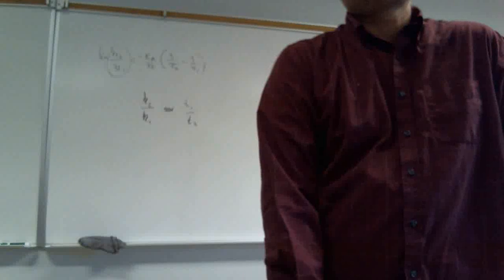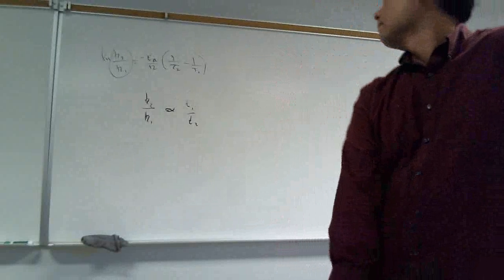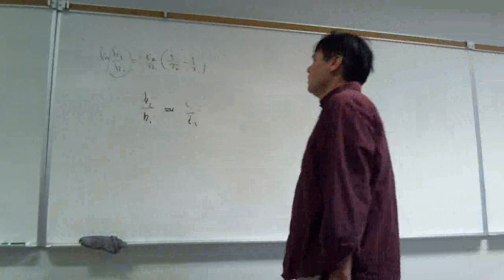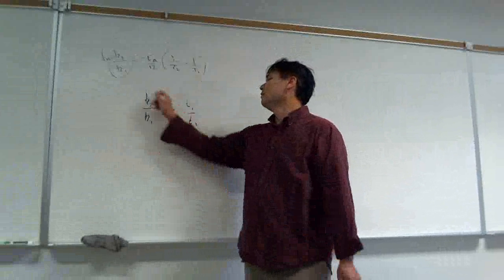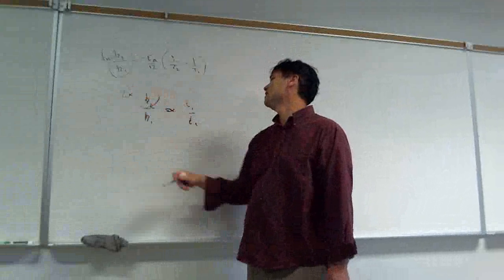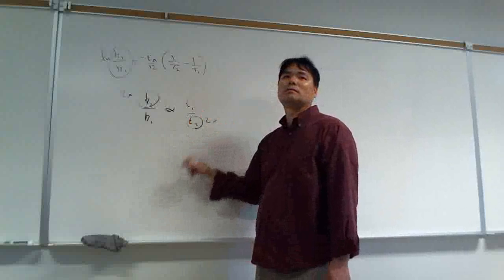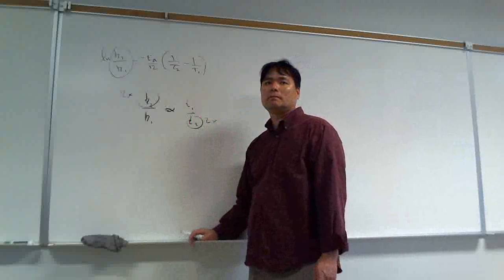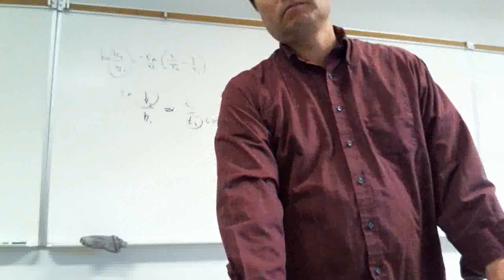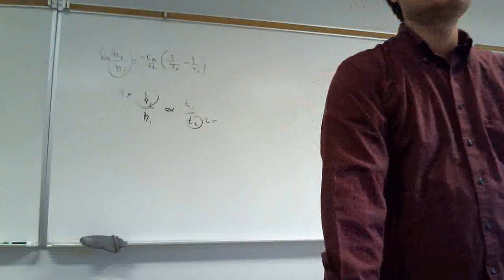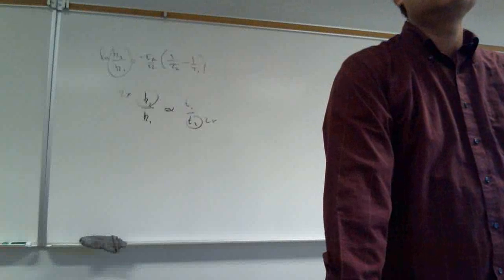Is this supposed to be K1 over K2 and then T1 over T2, or T2 over T1? That's right. If the rate is 2 times as fast, then it should take half as long. So they're inversely proportional. Okay, other questions?